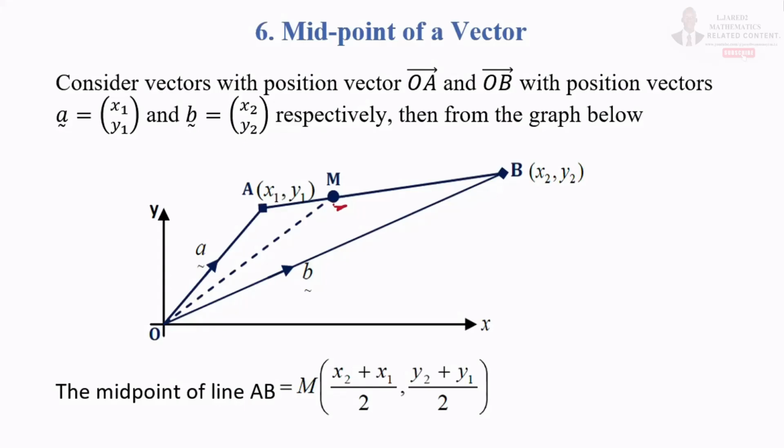And since it is a point, it's in terms of x and y. That's why we have x2 plus x1 divided by 2. Then we have a comma here, because it's a point here in the Cartesian plane, y2 plus y1 divided by 2. Why are we dividing by 2? Because we've said it is the midpoint of that line AB.